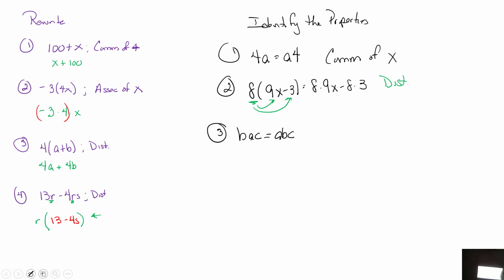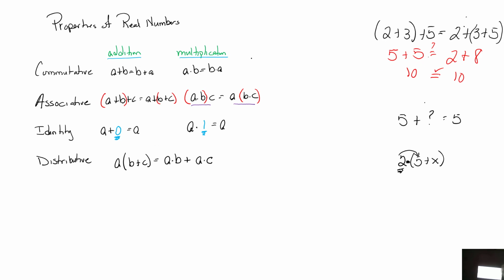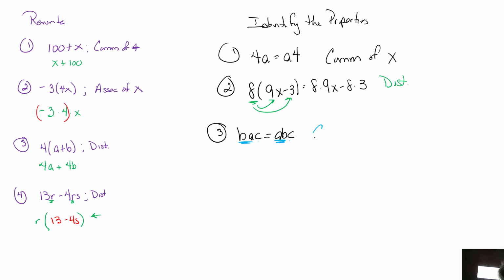Okay, pay close attention. Don't let this fool you. Did the order remain the exact same on both sides? This is BAC, this is ABC. I don't see it being the exact same on both sides. What I notice is the C is in the same place, but the A and the B switched. So remember, if something is switching order, is that commutative or associative? You're right. It's the commutative property. So this one is also the commutative property, and it's with respect to multiplication.